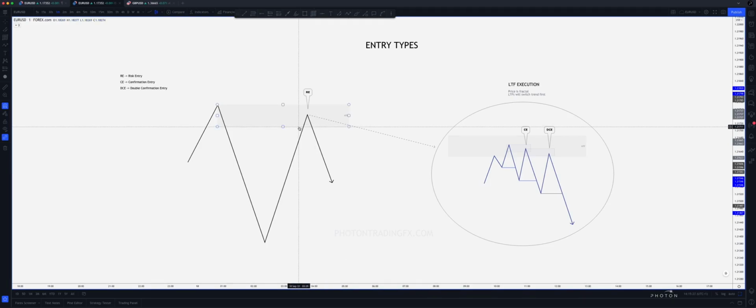So the first one is the risk entry. This is very, very simple. Essentially you have your higher time frame POI, in this case the supply zone, denoted by this grey box. Now, like I was saying, higher time frame is any time frame. It's going to be specific to each individual trader. A higher time frame for one person could be the daily, for another person it could be the M15.